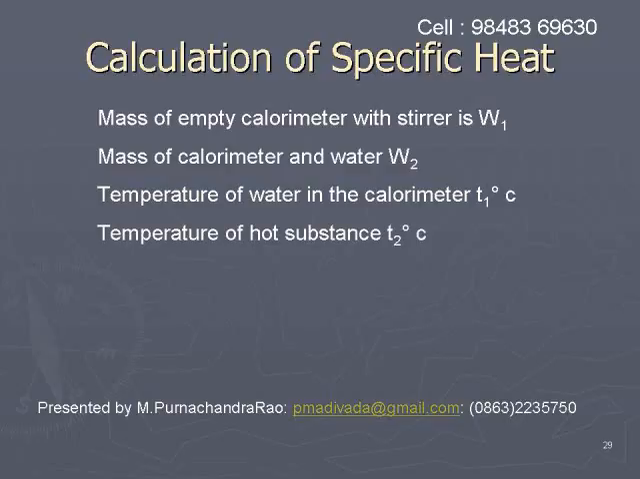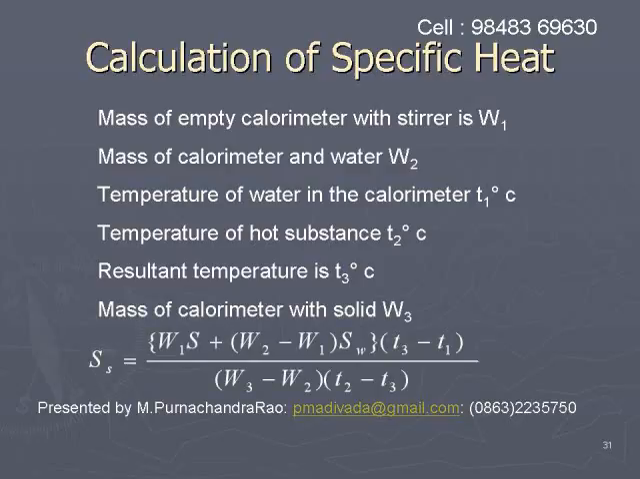Temperature of hot substance is T2 degrees centigrade. Resultant temperature is T3 degrees centigrade. Mass of calorimeter after dropping the solid is W3.